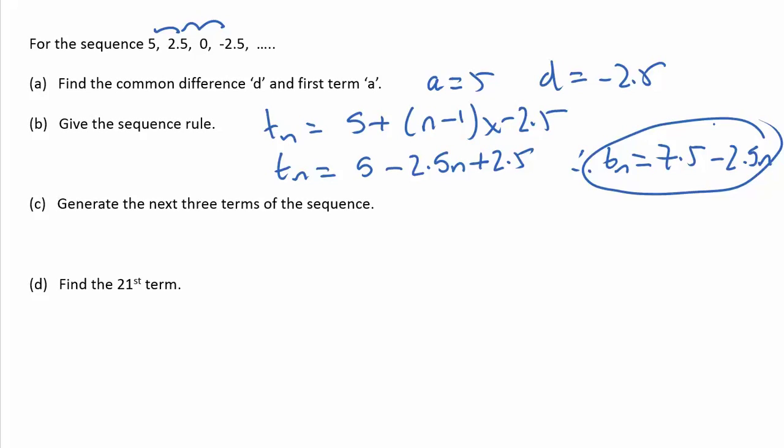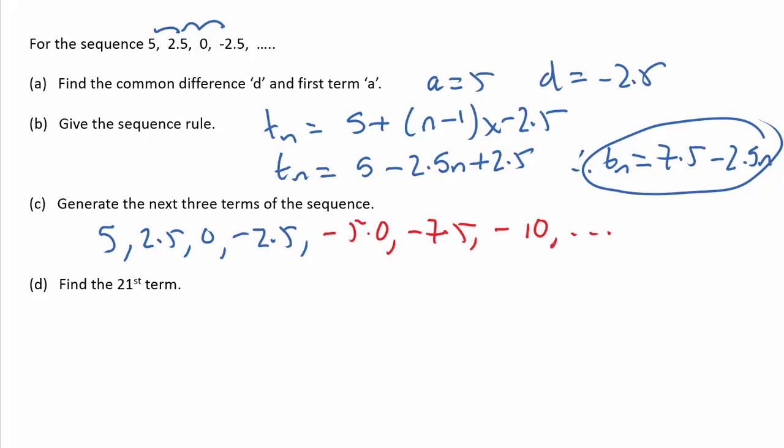To generate the next 3 terms, I'll write down what we've already got. Taking 2.5 from that. However, when it comes to the 21st term, we're best off to use the equation. And doing the expansion there, we'll end up with negative 45.